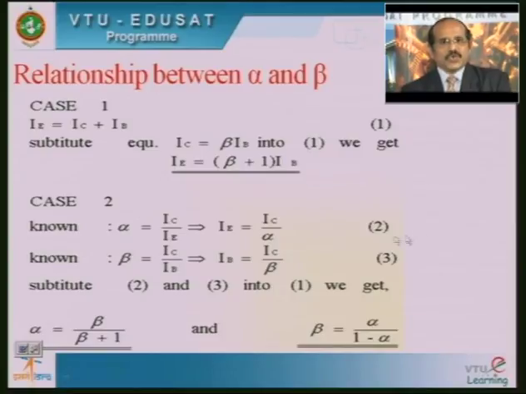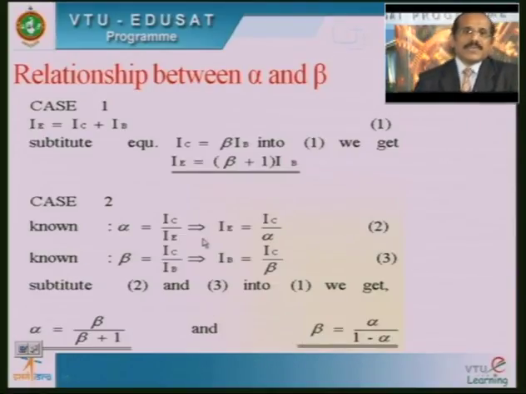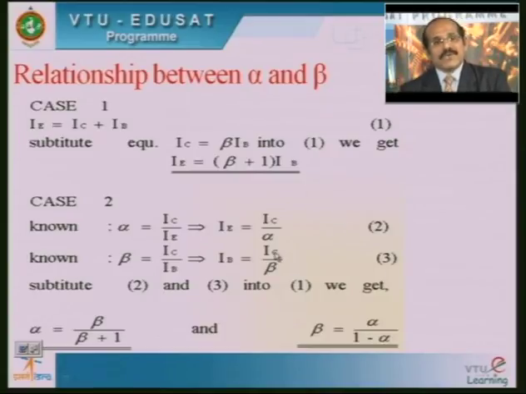If you substitute equations 2 and 3 in equation 1, we get alpha is equal to beta by beta plus 1, and beta is equal to alpha by 1 minus alpha. And please note that for any BJT, the common base current gain ranges from 0.9 to 0.998. If I substitute this, we will get beta in the range of 40 to 50. Therefore, you can say that beta has a higher value compared to alpha. That means the common emitter DC current gain is more than the common base DC current gain here.